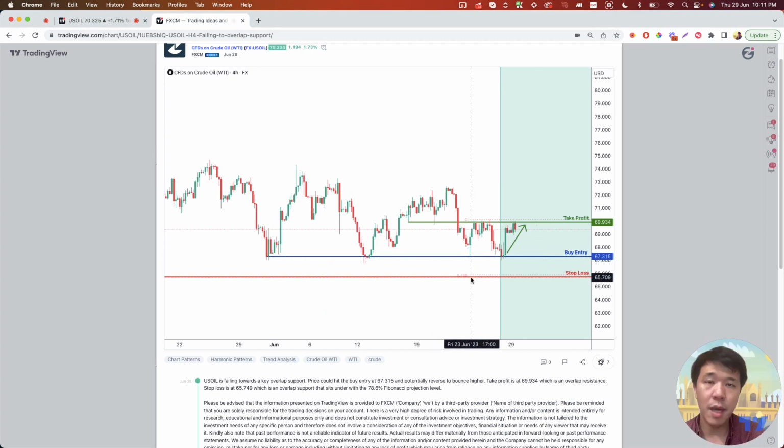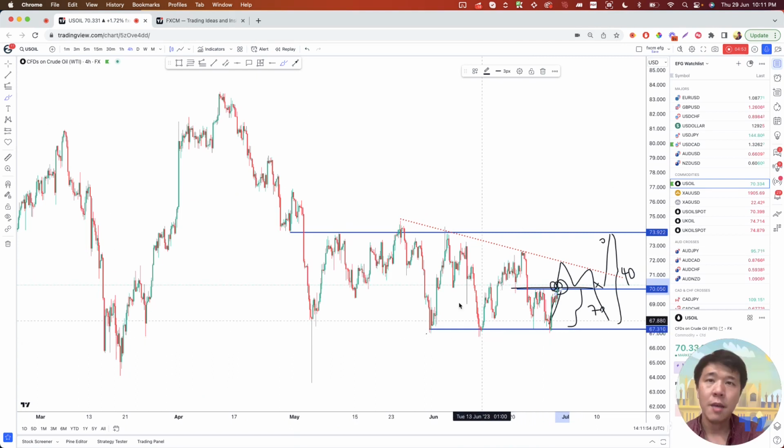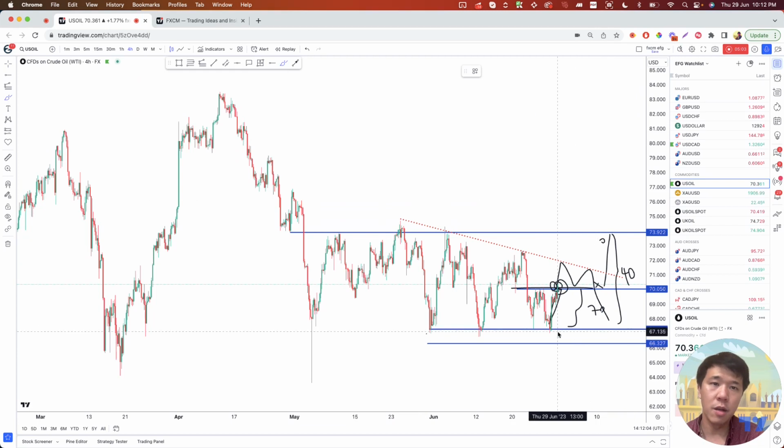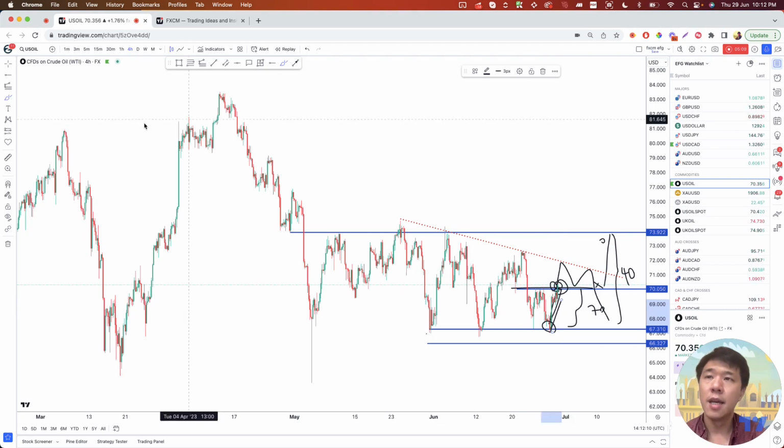Stop loss, you notice we kept it really tight. It's based on a 78.6% Fibonacci projection, but you could have kept it even tighter, maybe even at this level here, because you don't need to keep such a wide stop loss. Your hypothesis, your plan A, is that price will bounce from here. If it bounces, great. If you're wrong, you're wrong. If you're right, it's perfect.